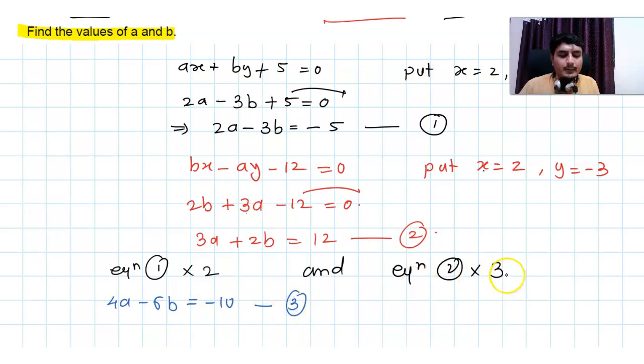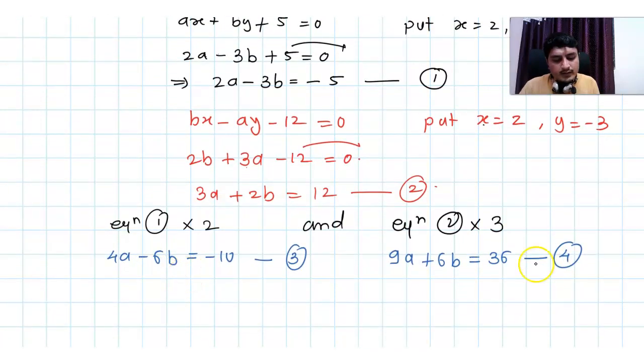Equation 2, we multiply it with 3, so 3 threes are 9, a as it is. 2 threes are 6, b as it is. That equals 12 threes, that is 36. Call it equation number 4.